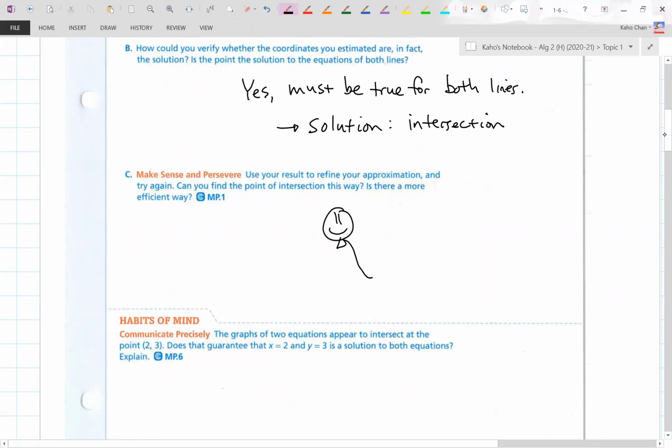The graphs of two equations, this is separate from the problem we just started, appear to intersect at the point (2, 3). The key here, of course, is the word appear. Does that guarantee that x equals 2 and y equals 3 is a solution to both equations? I'm going to say no. You might have to verify it in other ways. Now this section is actually considered a review from Algebra 1. Let's flip to the next page, page 22.